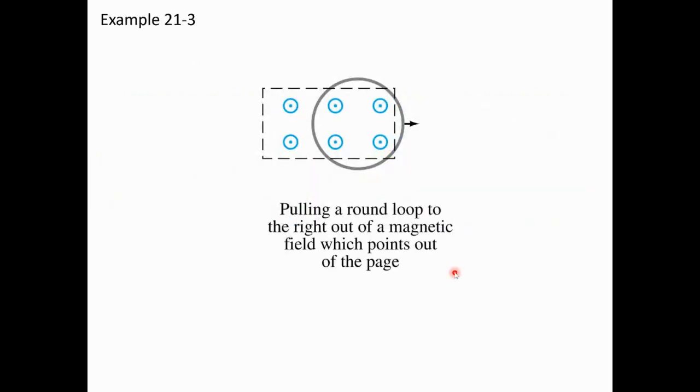Here's another way that you can do it. There's this dotted region where there's a magnetic field that points out. See the circles with a point in the middle? That's the point of the arrow pointing out at you. And then here's a loop of wire. You could just take the loop of wire and move it to the right to a region where there's no magnetic field. So this is pulling a round loop to the right out of a magnetic field which points out of the page. So if you do that, figure out in which direction the current in the loop is induced.